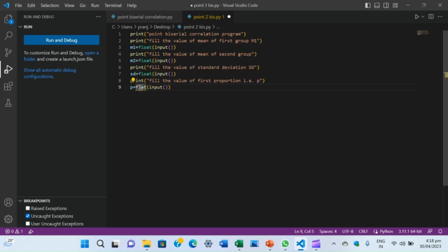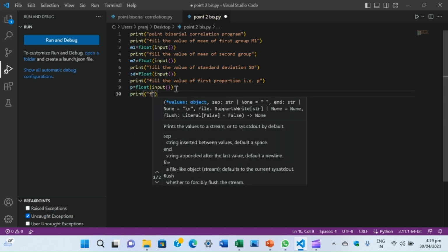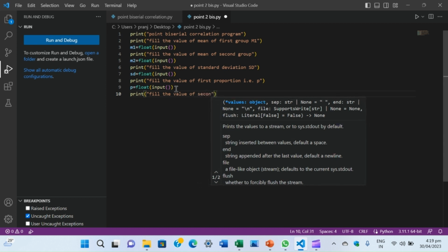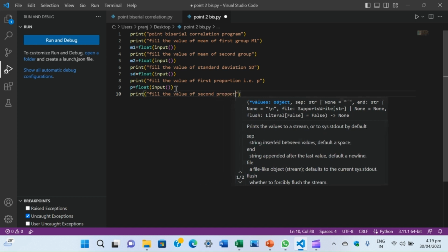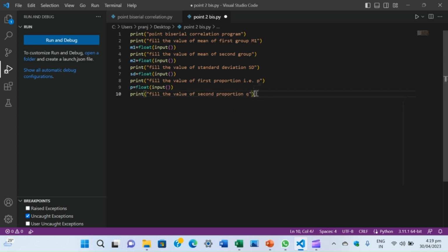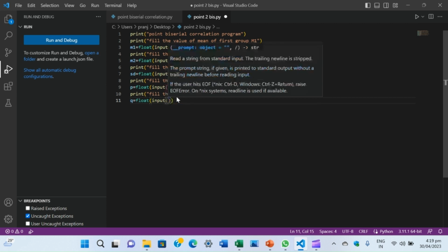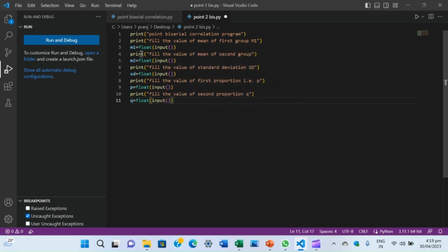float, and then again we write print, bracket, double inverted comma, fill the value of second proportion, that is q, and we define small q as float, bracket, input again bracket, and then all the variables have been defined: m1, m2, standard deviation, p and q.